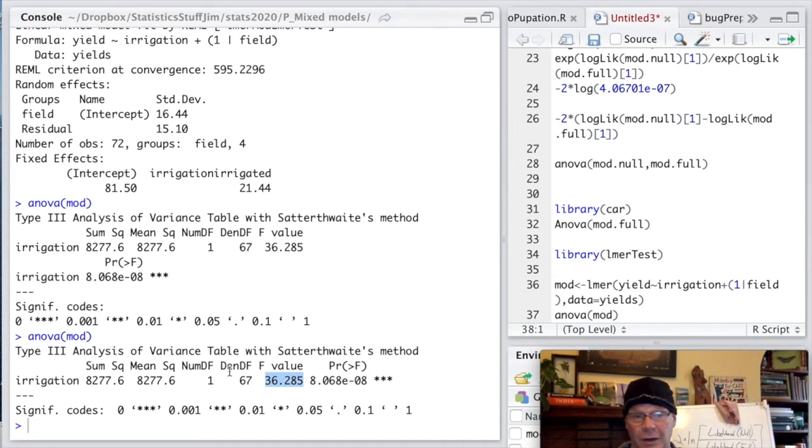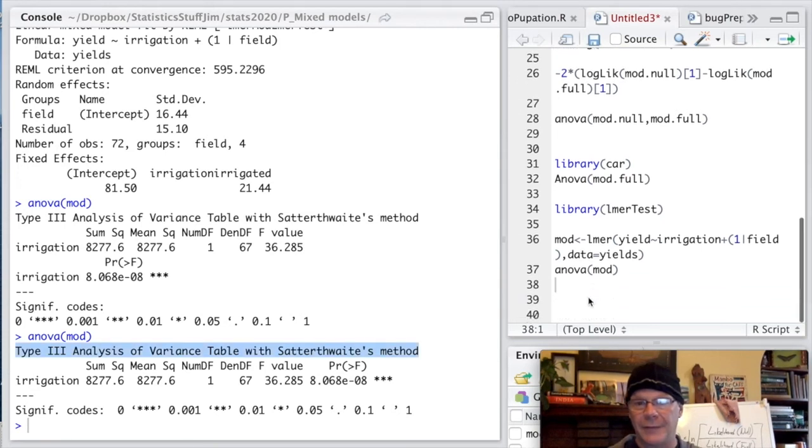So we could say irrigation is an important effect. Numerator degrees of freedom is 1. Denominator degrees of freedom is 67. And there's our F value and there's our P value. And so this is much more similar to the traditional method of doing mixed models. And by traditional method, I mean before we all had pretty fast machines readily available to us in the form of a computer that we would be able to do the hypothesis testing on.